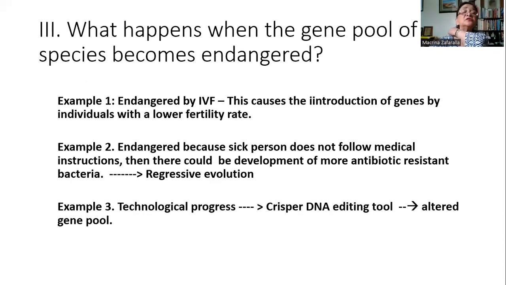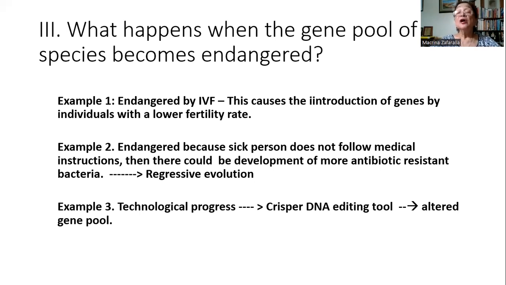Now we answer the question, what happens when the gene pool of a species becomes endangered? Well, let's look at the conditions when the gene pool becomes endangered. Example one is the endangerment that is caused by IVF, that is in vitro fertilization.